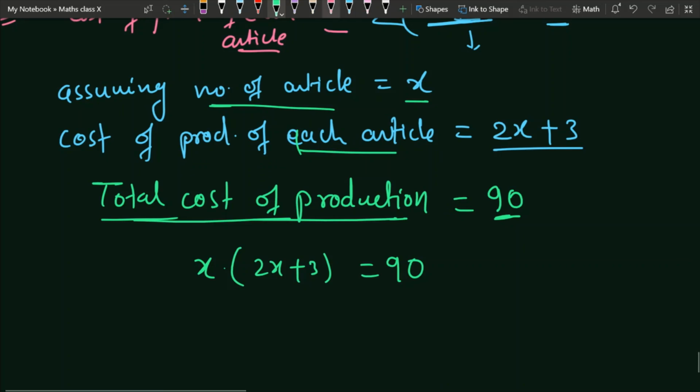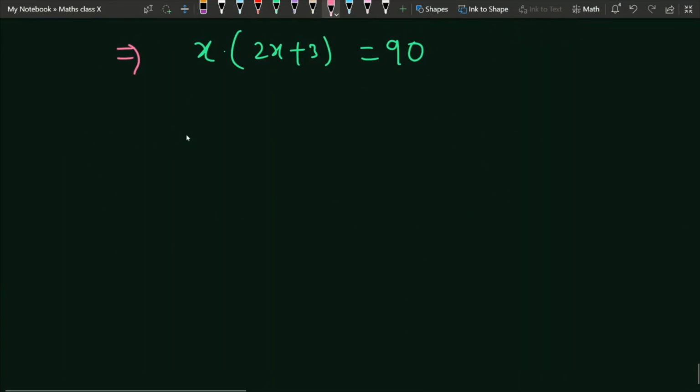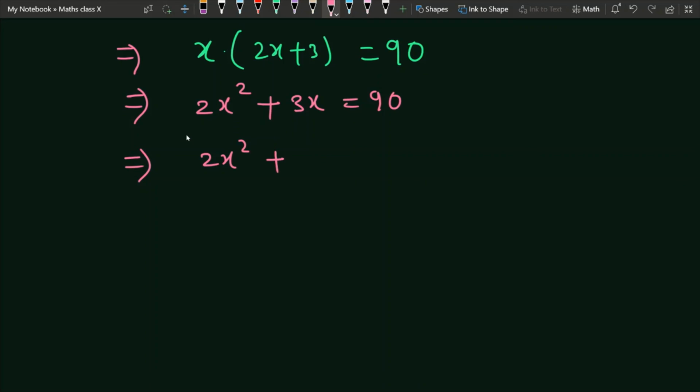This is the thing you need to understand. You must understand this. Then only you can get through these kinds of questions. x into 2x becomes 2x square plus x into 3 becomes 3x is equal to 90. This implies 2x square plus 3x minus 90 is equal to 0. Now, how do we solve it? Remember, children, you have to solve this exercise by splitting the middle term only.